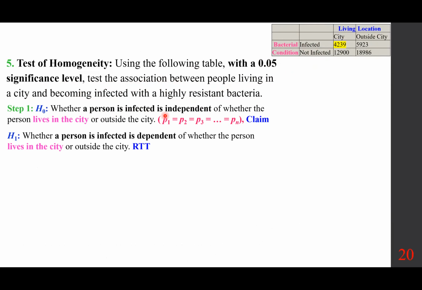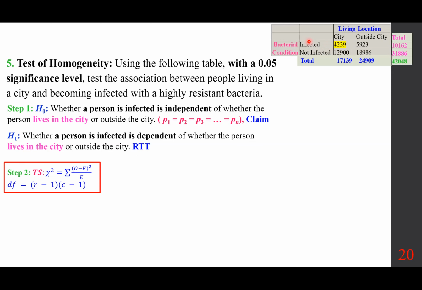H0, whether a person is infected, is independent of whether the person lives in the city or outside the city. That means they have the same proportions in essence. H1, whether a person is infected is dependent of whether the person lives in the city or outside the city. So it's either independent or dependent, and we go with the right tail test. Let's do the calculation here. This is chi-squared, the summation of observed value minus E quantity squared over E, and the degrees of freedom are R minus 1 times C minus 1.